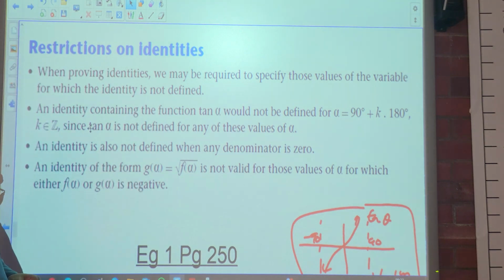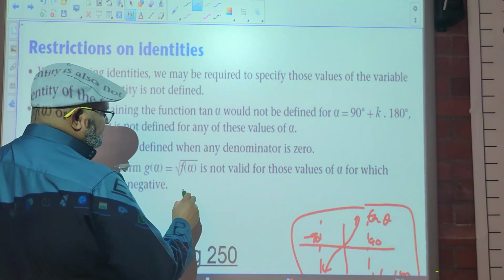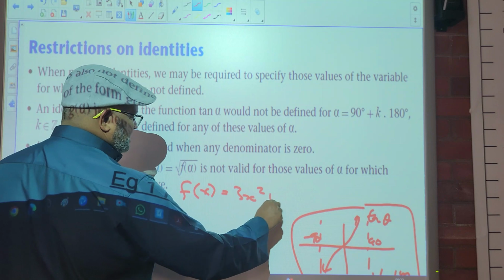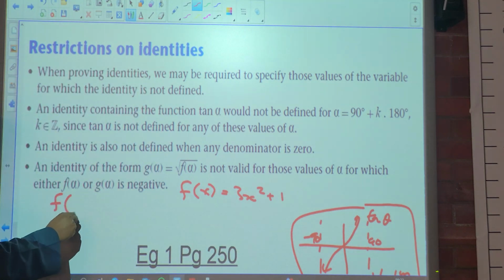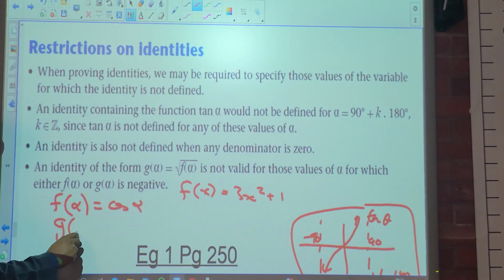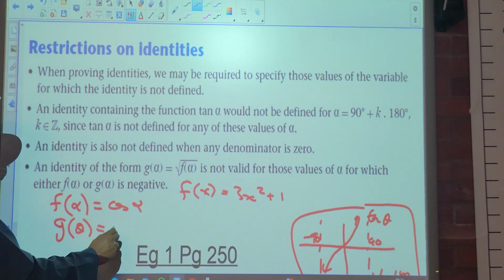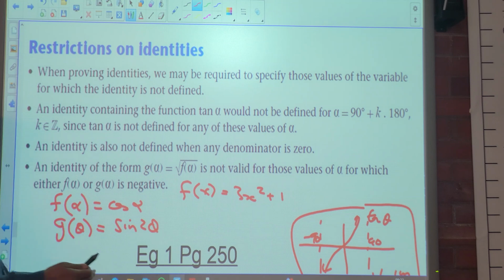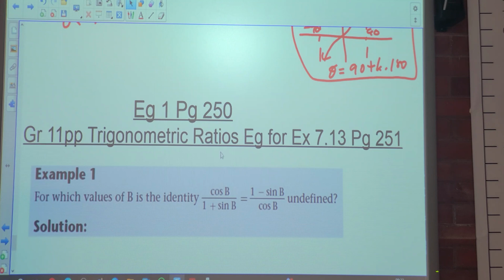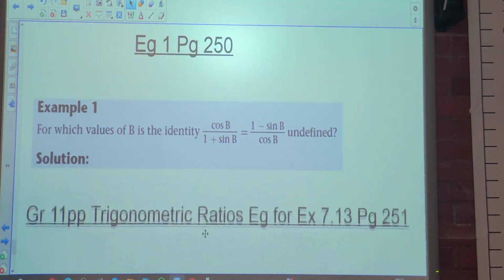Well, listen, if you got f of x is equal to 3x squared plus 1. Now if you say f of alpha, this can be equal to cos of alpha. What's g of theta is going to be sine of 2 theta, and so on and so on. Okay, it's just a naming for your function. With that in mind, people, let's go.